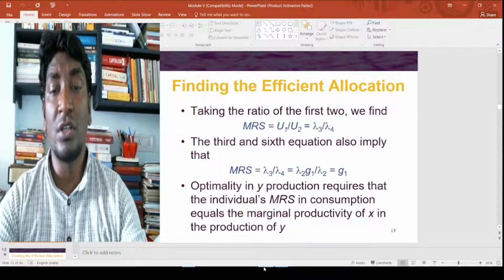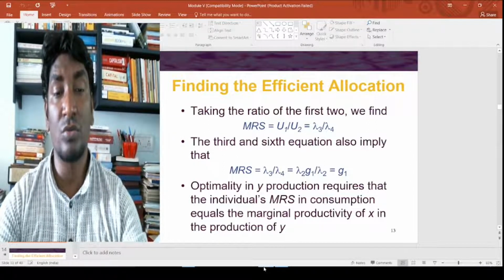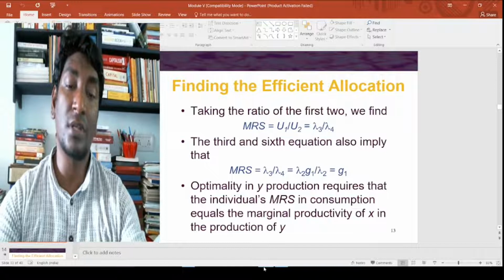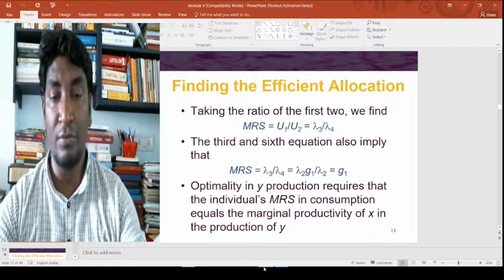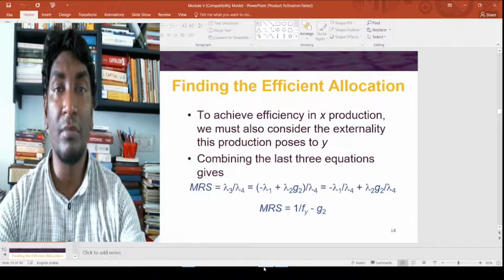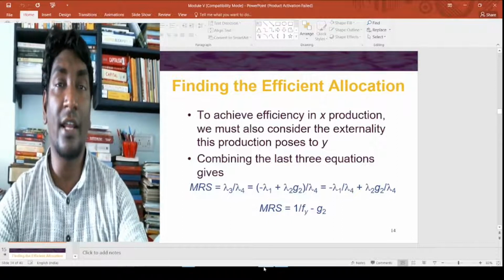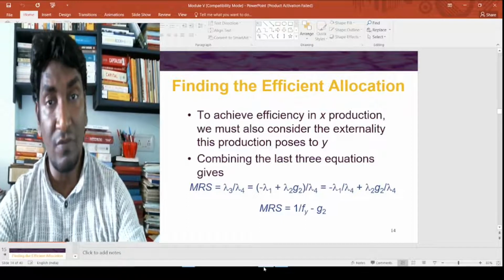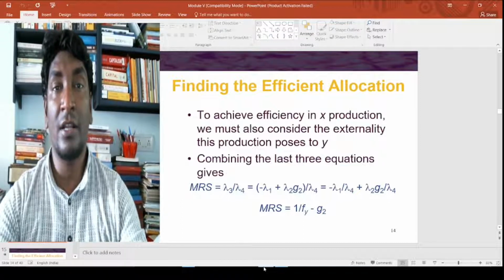The third and sixth equations also imply that the marginal rate of substitution, which is lambda 3 by lambda 4, is equal to lambda 2 G1 by lambda 2, which is equal to G1. So the optimality in Y production requires that the individual's marginal rate of substitution in consumption equals the marginal productivity of X in the production of Y. That means production of X is dependent on production of Y. The example I gave is not the producing firm, but the laundromat's case or the fisherman's case. This is perfectly in line.